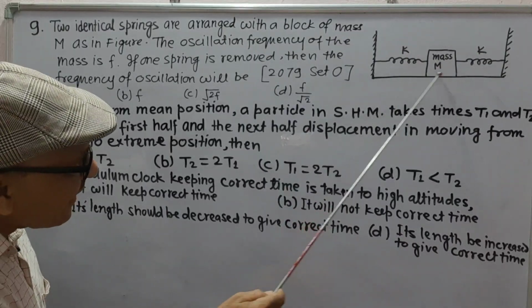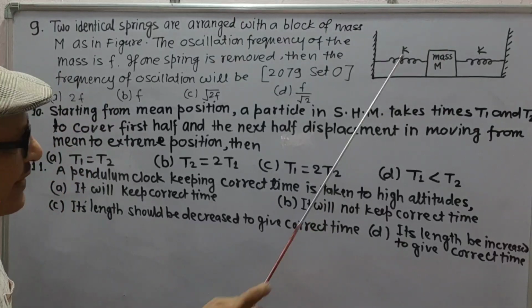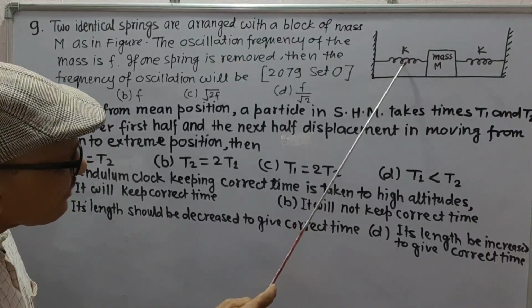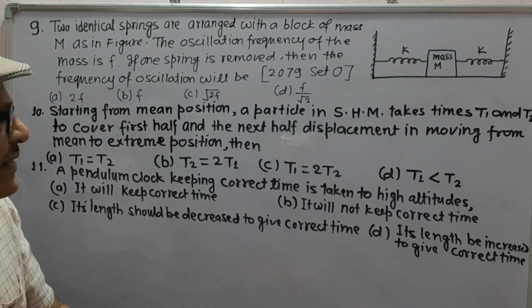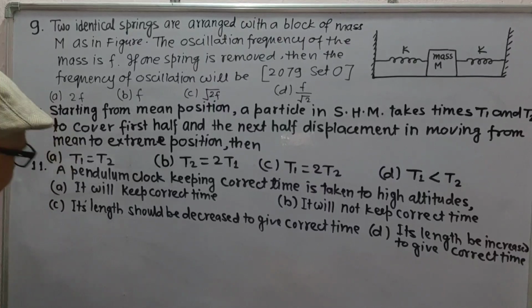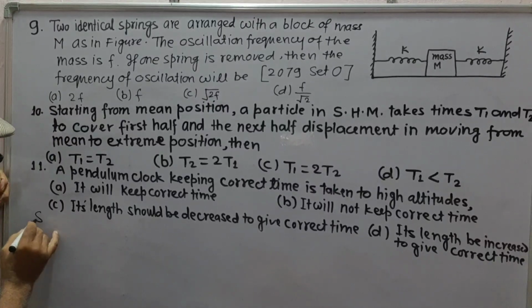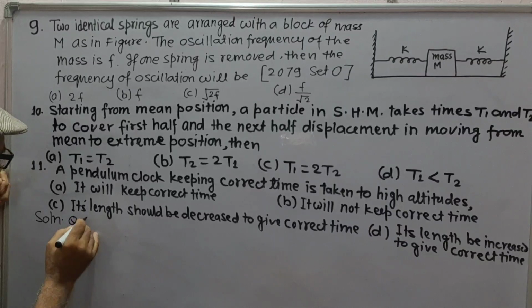The frequency of oscillation of this mass is f. When one spring is removed, then we have to find the new frequency. Solution to question 9.